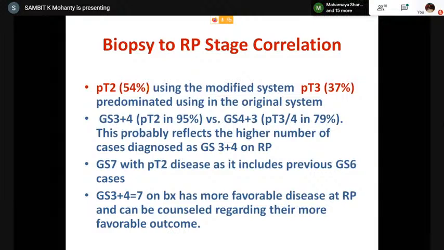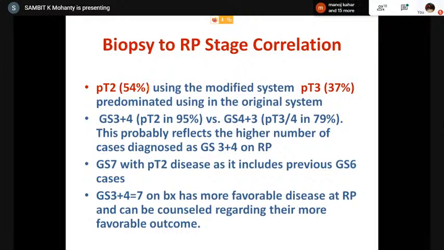PT2, using the modified system versus PT3 predominated using the original system. And if it is a GS 3 plus 4 versus GS 4 plus 3, the probability that a higher number of cases are diagnosed at 3 plus 4 on radical prostatectomy, because we do not care that much on radical prostatectomy when the prostate is out. We really care a lot. In a nutshell, it is better to upgrade or overgrade, to overcall the thing on a core biopsy than on the radical prostatectomy.